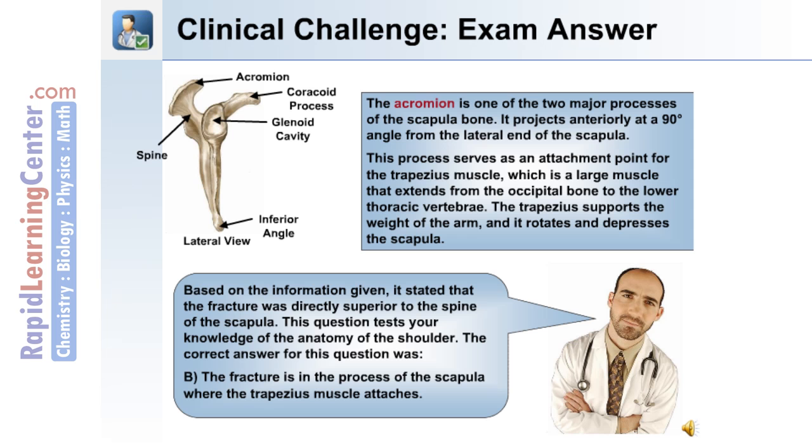Here's the answer to the question. Based on the information given, it's stated that the fracture was directly superior to the spine of the scapula. The question tests your knowledge of the anatomy of the shoulder, specifically the scapula bone. The correct answer for this question was B. The fracture is in the process of the scapula where the trapezius muscle attaches, and that is the acromion.